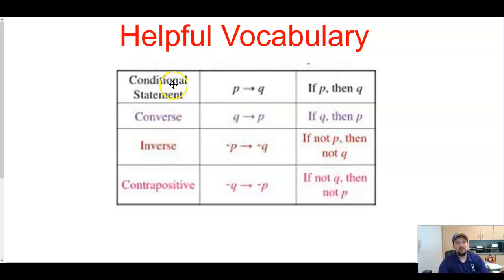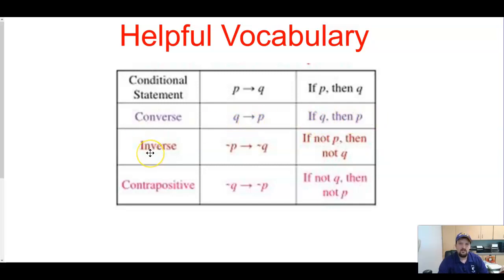A conditional statement, we say, if P then Q. So here's our saying, and this little sign is the conditional statement. If P then Q. We'll look at some examples of what that looks like in just a minute. Then we have the converse. The converse is just the P, Q flipped. So instead of if P then Q, it's now if Q then P, just like it says right here.